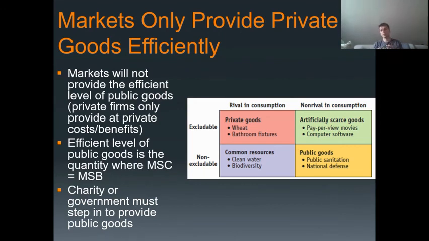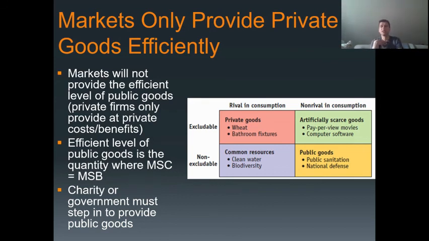You do have to keep in mind different types of goods, since the markets that we talked about previously really only affected private goods efficiently. Any other type of good is not provided in an efficient manner by free markets. So, what do we mean by the types of goods that we've been talking about before? What are private goods? These are rival in consumption.